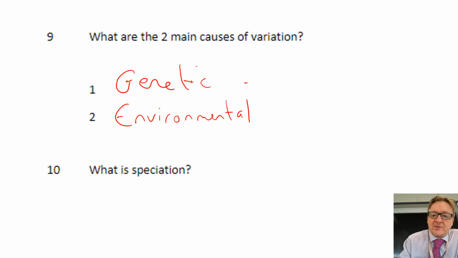Okay, so genetic means that if you've got a brother and sister that come out at different times, they will be genetically different, even though they've got the same parents. Environment is where you might have two identical twins whose genes are exactly the same, but one gets taken to South America and one gets taken to the Arctic. How are they going to be different due to their environmental situation?